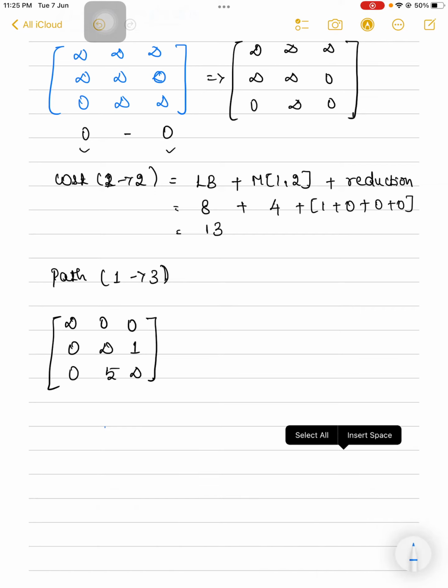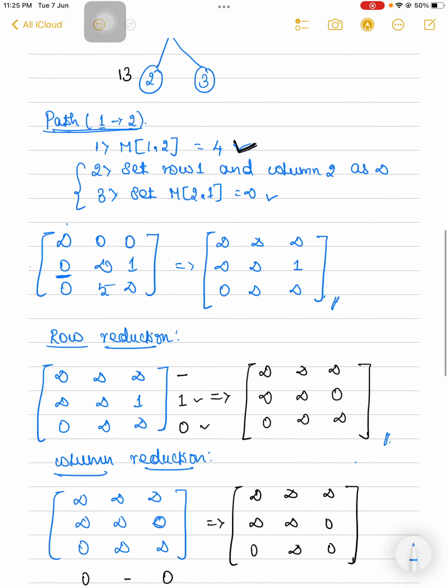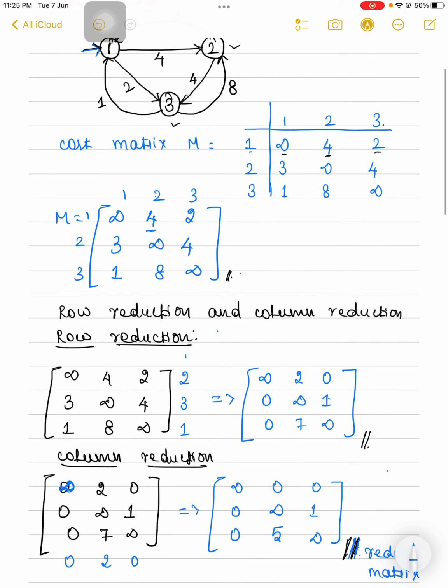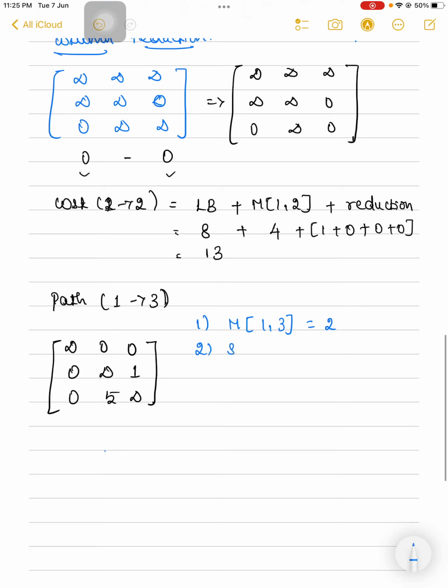Before that we are supposed to perform 3 steps, right? First step is fetch the value from the cost matrix 1 comma 3. So in the original cost matrix, what is 1 comma 3 value? 1 comma 3 value is 2, right? So write it here, right? And then set row 1 and column 3 as infinity, and the third step is set matrix 3 comma 1 as infinity, right? So we are going to start from this matrix only, right?